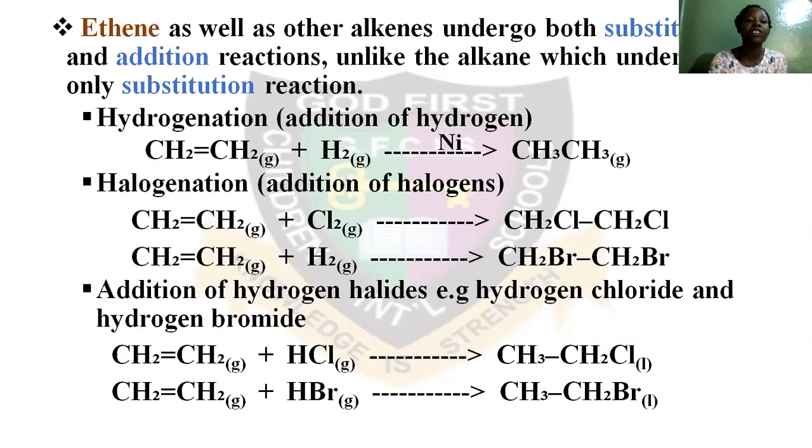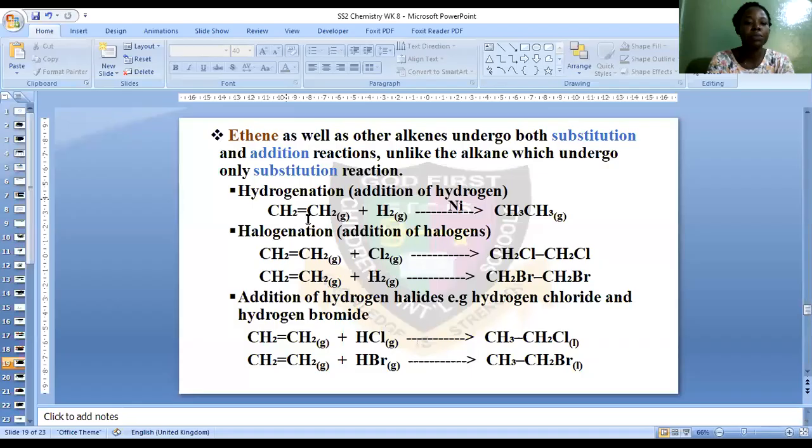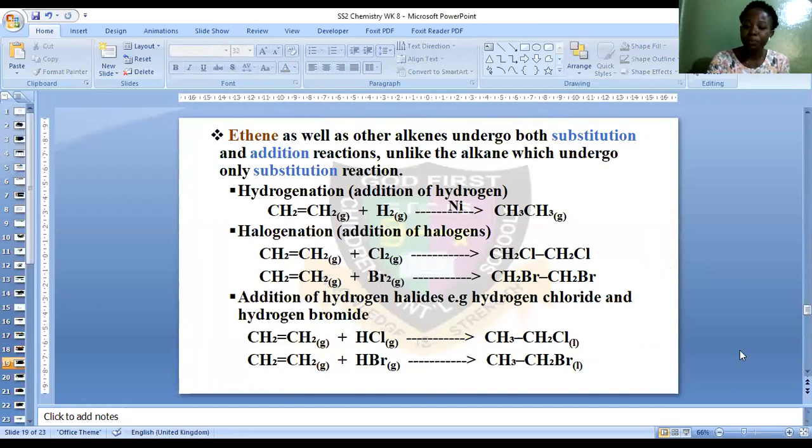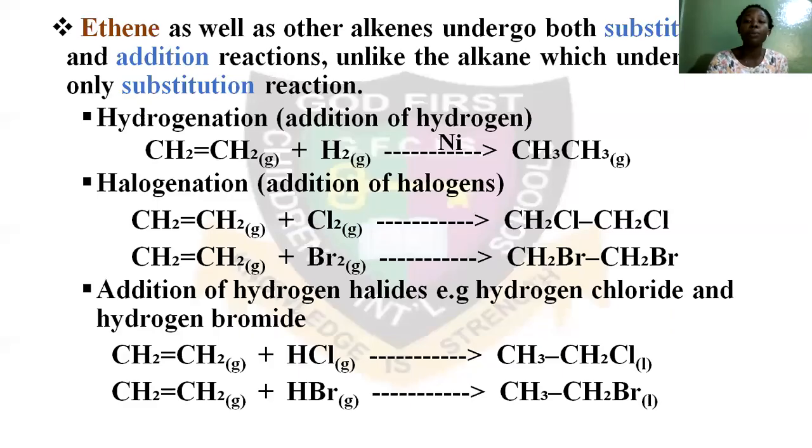So take, for example, hydrogenation means addition of hydrogen in the presence of catalyst nickel. So when hydrogen is added to ethene, it will give you ethane. So halogenation, addition of halogens, could be chlorine or bromine. This is bromine, please. So it could be chlorine or bromine or even iodine.